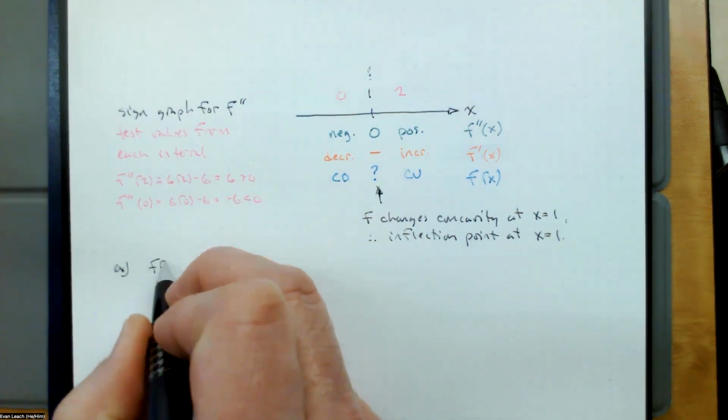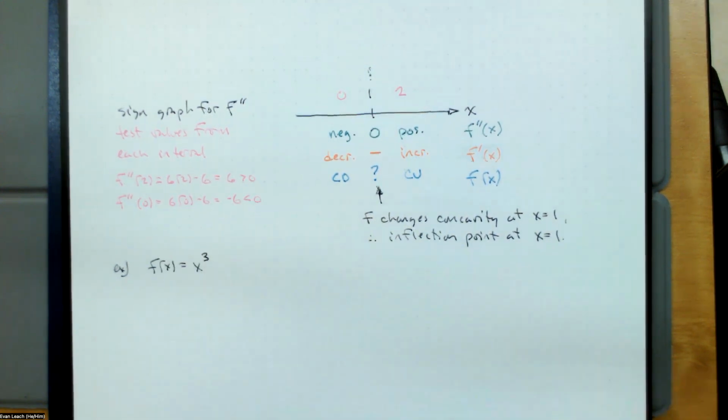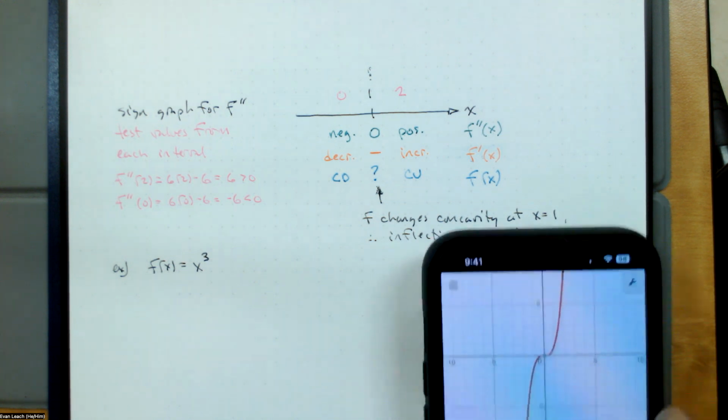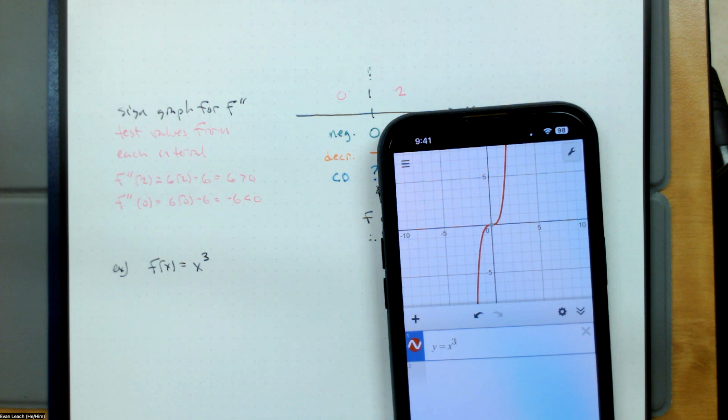So for example, if we have a function f of x equals just x cubed, we have such awesome power, x cubed. We know what the graph of x cubed looks like. We can see that the derivative is going to be zero at zero, but the second derivative is also zero at zero. We have a critical point that is neither a local minimum nor a local maximum, but it is an inflection point. We have concave down before zero, concave up afterwards.